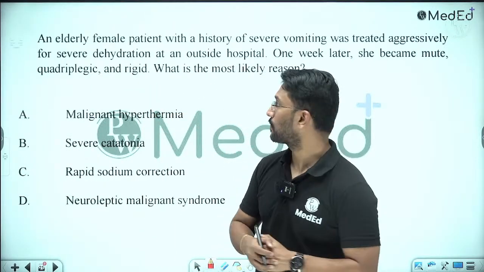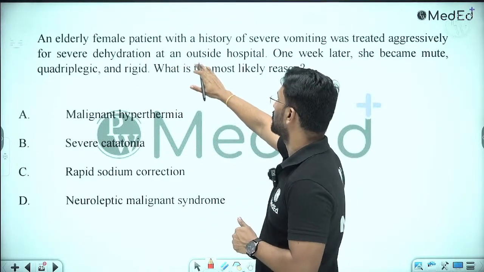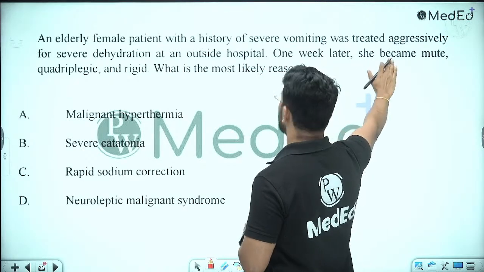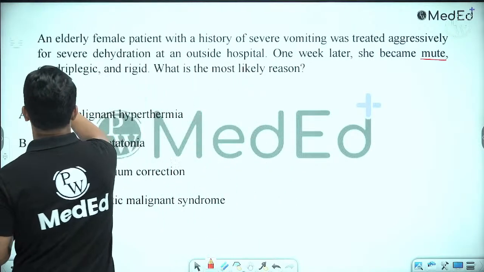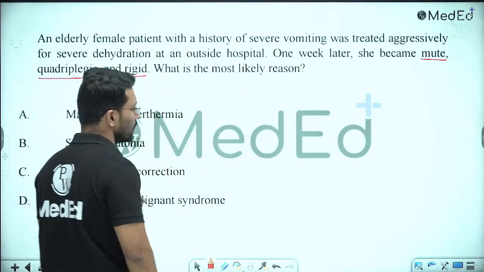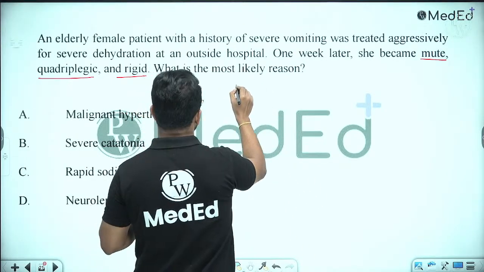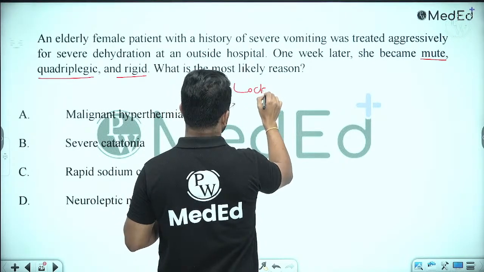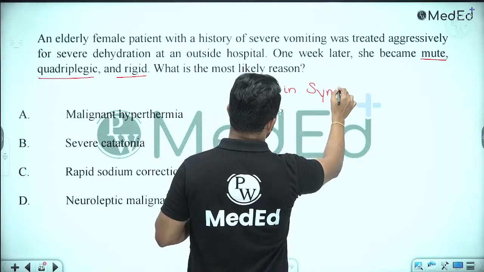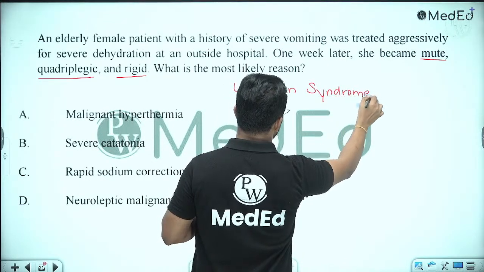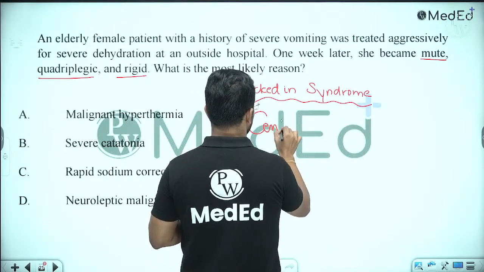What is the question? An elderly female patient with history of severe vomiting was treated aggressively for severe dehydration at an outside hospital. 1 week later, she became mute. She is not talking. She is quadriplegic and she is rigid. So she has developed rigidity, muteness and quadriplegia. So this basically is pointing towards what you call as locked-in syndrome, which indicates a central pontine lesion, right? It indicates central pontine lesion.